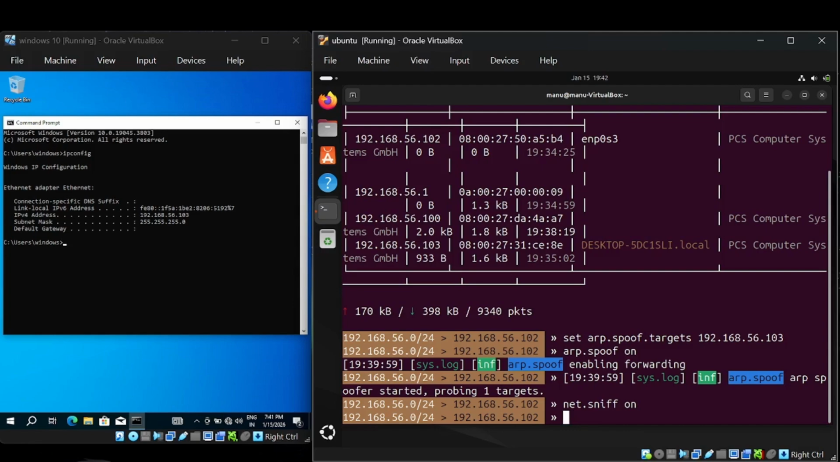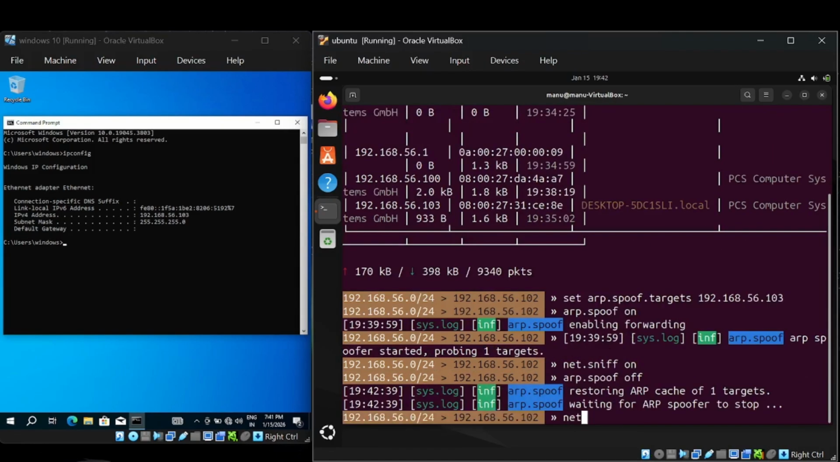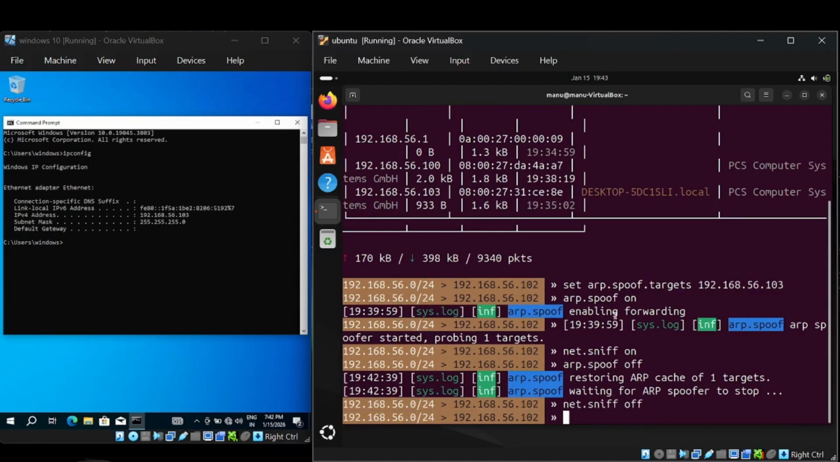The next command I'm going to be using is arp.spoof off and net.sniff off. After the lab is completed, I stop all the modules and restore the network to its normal state.